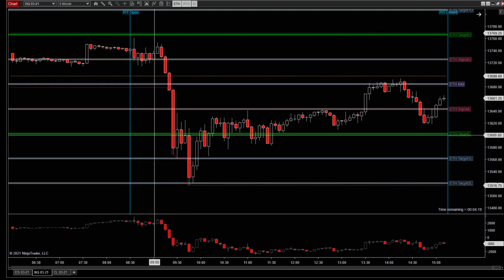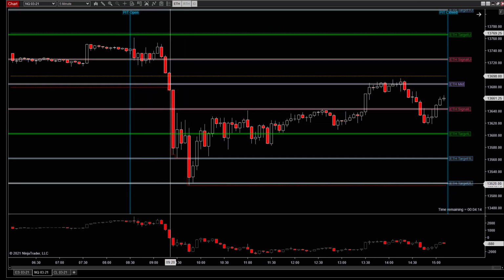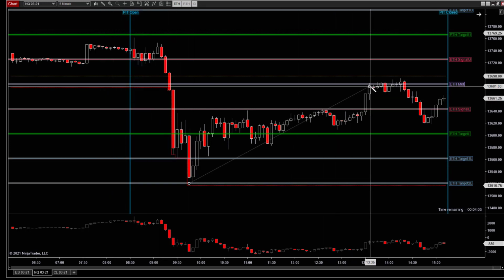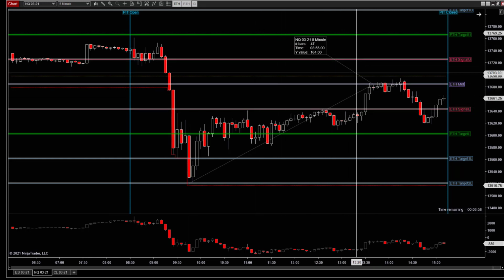So what you would do is you would turn on your overnight structure points, and look what you got here. You got a move all the way down into that ETH lower target 2. You got a bounce here at the lower target 1, and then that was the low of the day on the NQ, and it subsequently rallied back up to the mid-level for 164 NQ points.